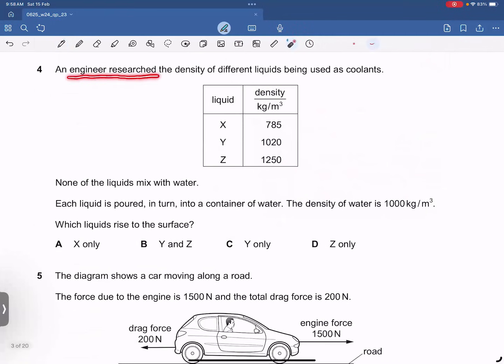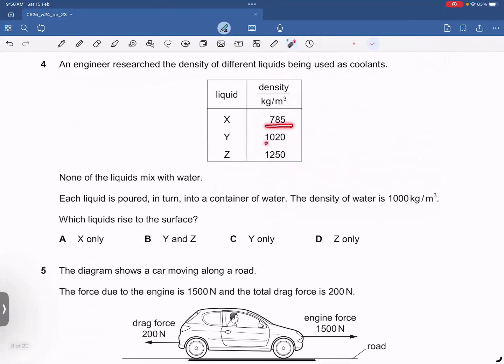An engineer researched the density of different liquids being used as coolant. X 785, Y 1020, Z 1220. None of the liquids mix. Each liquid is poured in turn into the container of water and water density is 1000. Which liquid rises to the surface? So any liquid which has less density than water will rise. So you need to find which one has less density than water, it will rise.